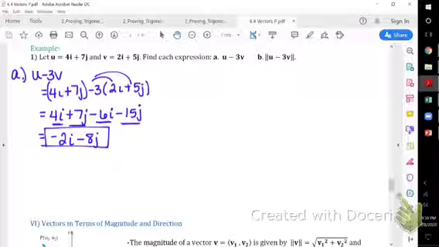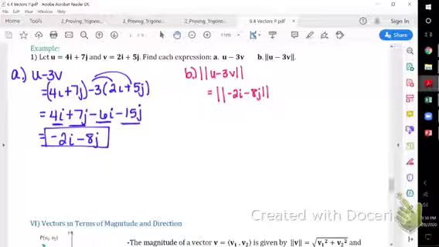Now for part B, it changes a little bit because it's asking us for the magnitude of u minus 3v. Well, we already know what u minus 3v is. That's what we solved in A, so I'm just going to replace that. It was equal to negative 2i minus 8j. But remember, it wants the magnitude, and the magnitude is going to be the square root of the x component, so just the negative 2, don't bring in the i, squared plus the second component, which is the negative 8, don't take the j with it, squared.